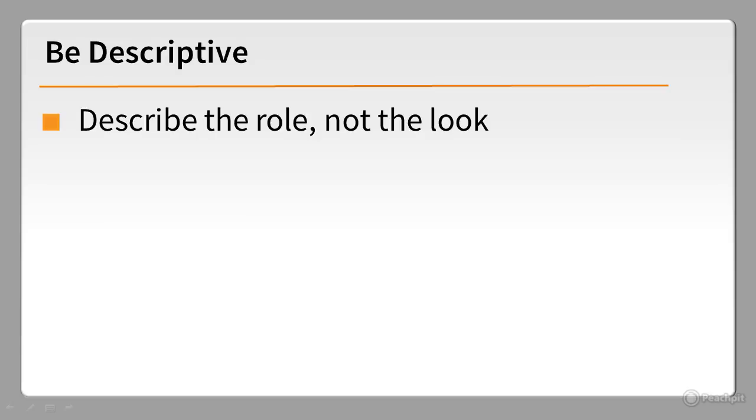Above all, be descriptive. Choose meaningful names that describe what something is for rather than how it looks. This is particularly important when naming CSS classes. Don't use a name like bold red, because you'll have a nightmare on your hands if the color scheme changes. Choose a name that describes the role of what you're styling.